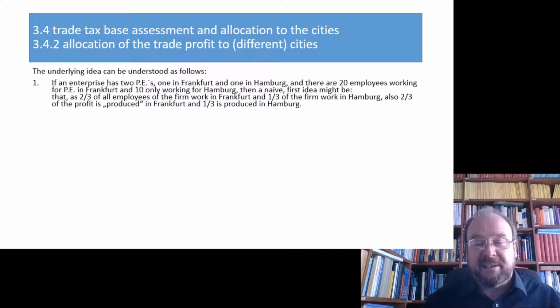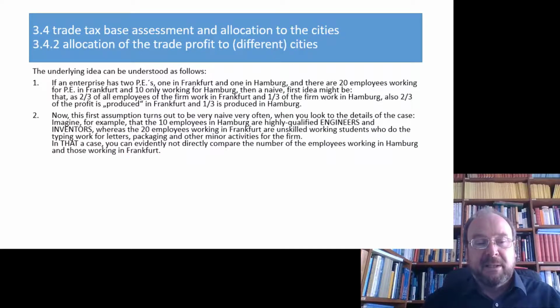But on the other hand, now look at the details. Why is this assumption still naive? Well, imagine the 10 employees in Hamburg are highly qualified engineers. Half of them are candidates for a Nobel Prize, and the other half has already got them.